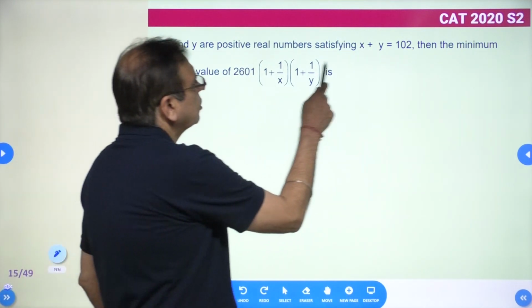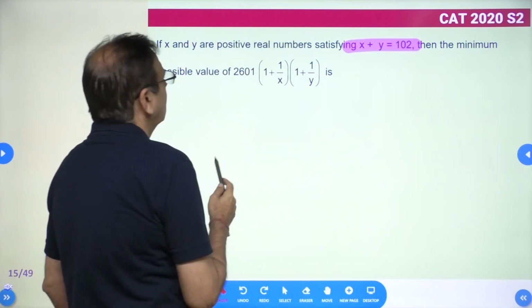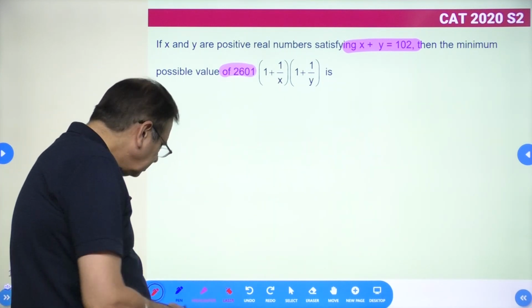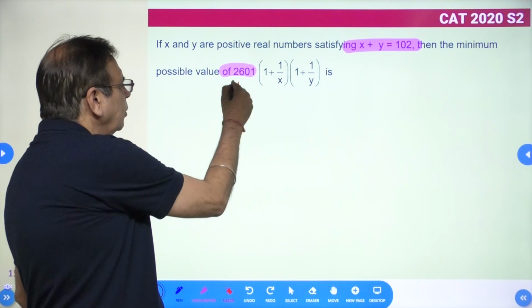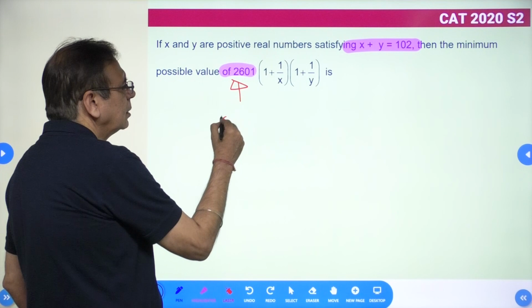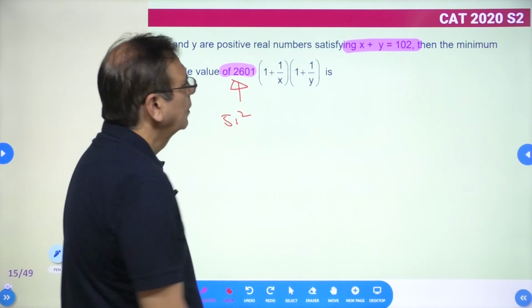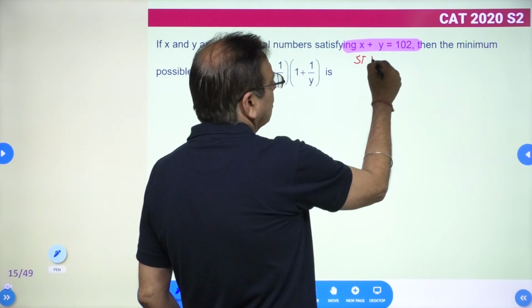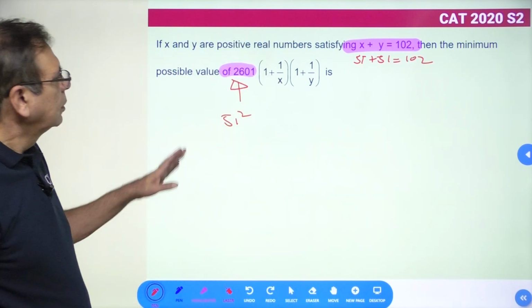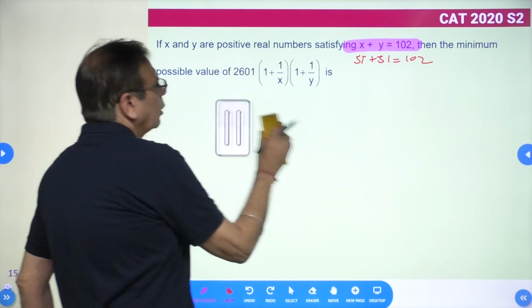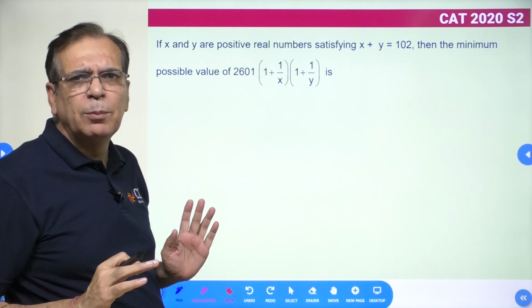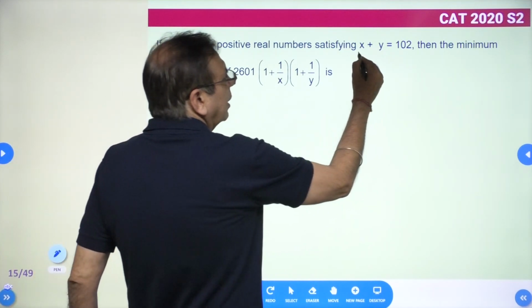If x and y are positive real numbers satisfying this relationship, then find the minimum possible value of this. Now, this should be a hint for you, especially if you are comfortable with squares. What is this number? 51 square. And what is this? In general, I will say, if you are looking for maxima or minima, go for either the extreme or the midpoint. What do I mean by midpoint?